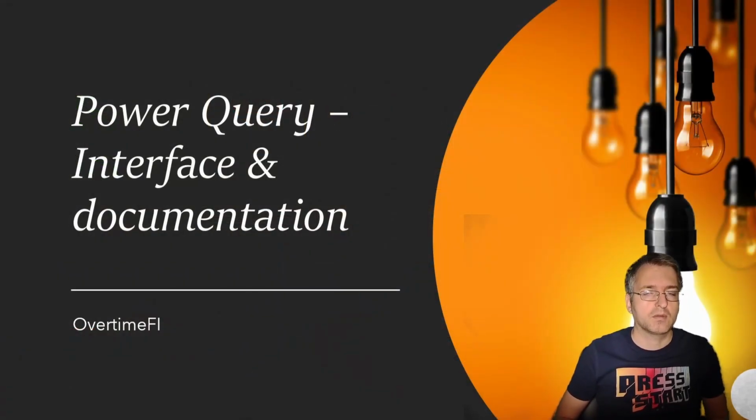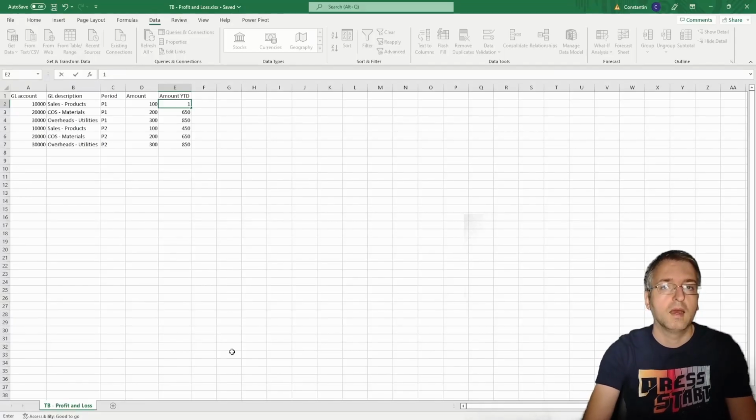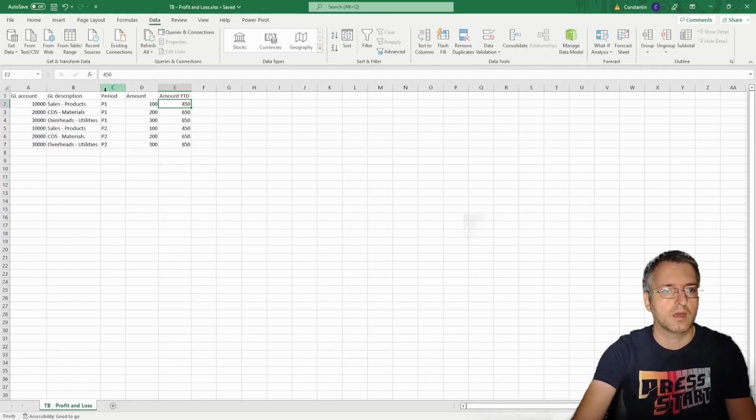Coming from a finance background, documentation and audit trail are very important for me. So before showing you anything else, I wanted to take you through this functionality. The agenda for today is showing you a few bits of the interface, in particular the queries pane and the applied steps. If we continue from where we left last time, you will remember that here we had connected to a separate file trial balance for 2 periods, and we had deleted the amount year to date.